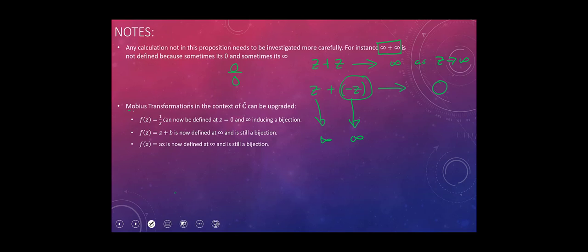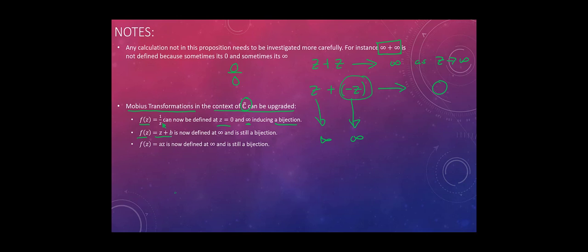Another note, Mobius transformations, going back to those, like I said in the beginning of the video, remember that's sort of our theme here, they can sort of be upgraded. Okay, so our inversion, 1 over z, can now be defined at 0, because now we can actually divide by 0, and we get an output of infinity. Okay, and similarly, if we plug in infinity into this, we get the number 0. So our inversion now is a bijection on all of the extended complex plane. So it is a bijection everywhere if you're working in C hat.